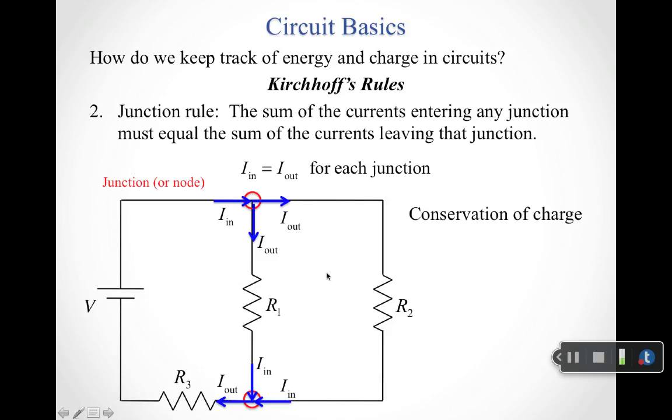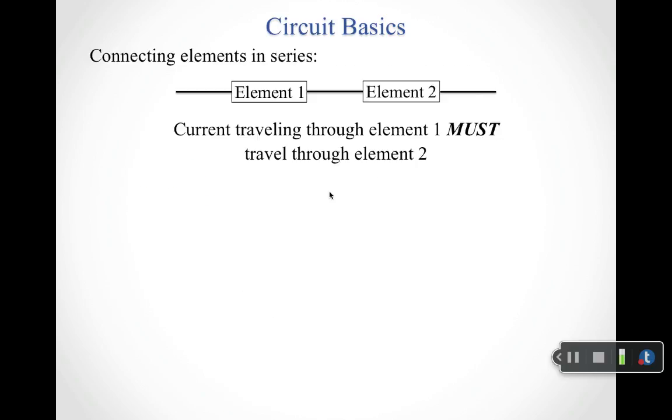Fundamentally, the fact that we can't lose any current in our junction is a way of saying that charge is conserved. So we have conservation of charge. We're not losing charges, we're not gaining charges. Whatever charge comes in, it's got to go out. That's fundamentally what our junction rule is telling us. So the 2 key things that we're going to keep track of within circuits are energy and charge. Our 2 Kirchhoff's rules are conservation of energy for the loop rule and conservation of charge for the junction rule.